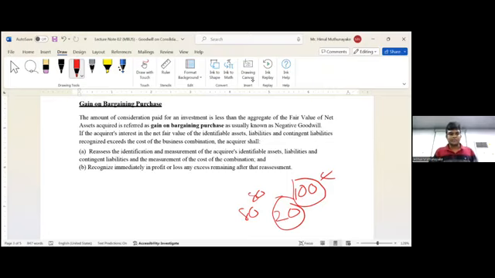Negative goodwill, right? So when we are having negative goodwill, where do we need to identify it? Yes, think and say where we need to identify the negative goodwill or the gain on bargain purchase.